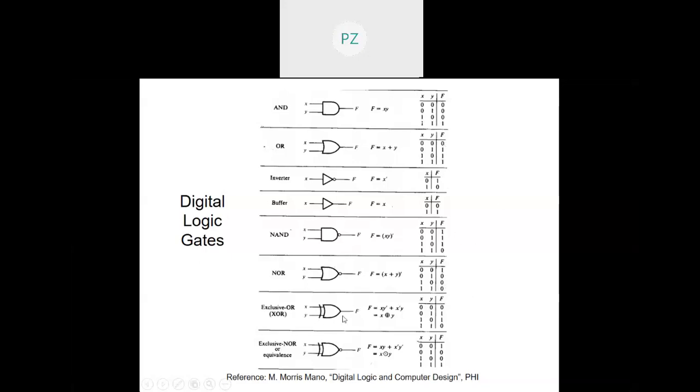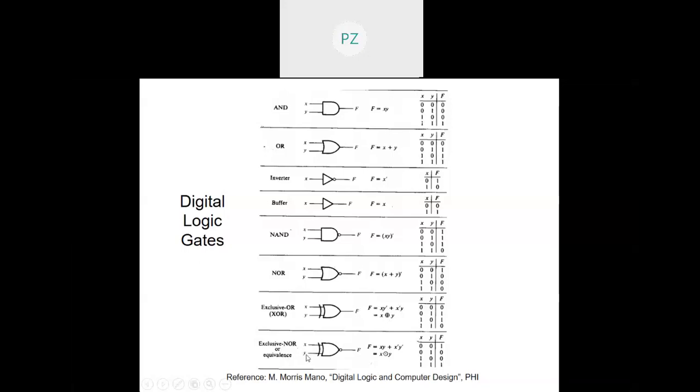Exclusive OR function we've already seen. Exclusive OR means it is 1 only when any one of them is 1. When both of them are 1 or both of them are 0, this is 0. So this is exclusive OR, and this is the symbol for exclusive OR. And how can you write it? See, this is x dash y or xy dash, and this is represented in the symbol by this.